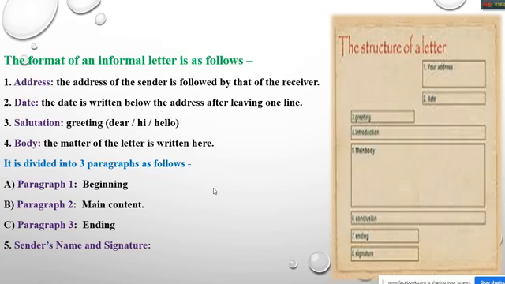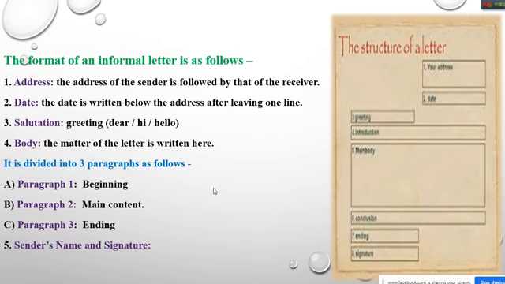The address of the sender is followed by that of the receiver. Then date. The date is written below the address after leaving one line. There may not be similarities with the picture given here; I'll make it clear. And then salutations, that is greeting: dear, hi, hello. You will see when we go for giving examples of a complete informal letter. And then body, means the paragraph detailing and the development of the paragraph.